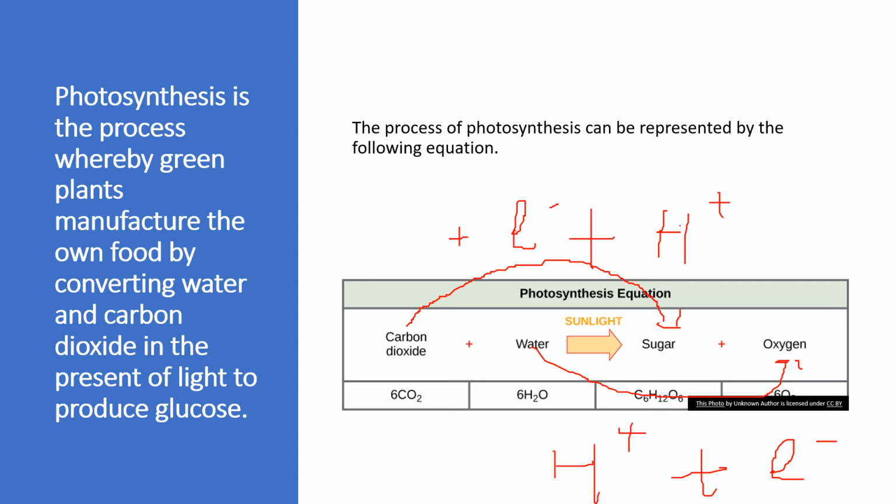That means H2O will lose an electron plus hydrogen to form oxygen as a byproduct, and CO2 will gain an electron plus a hydrogen ion to form sugar. That means there is a loss and a gain of electrons and hydrogen ions.